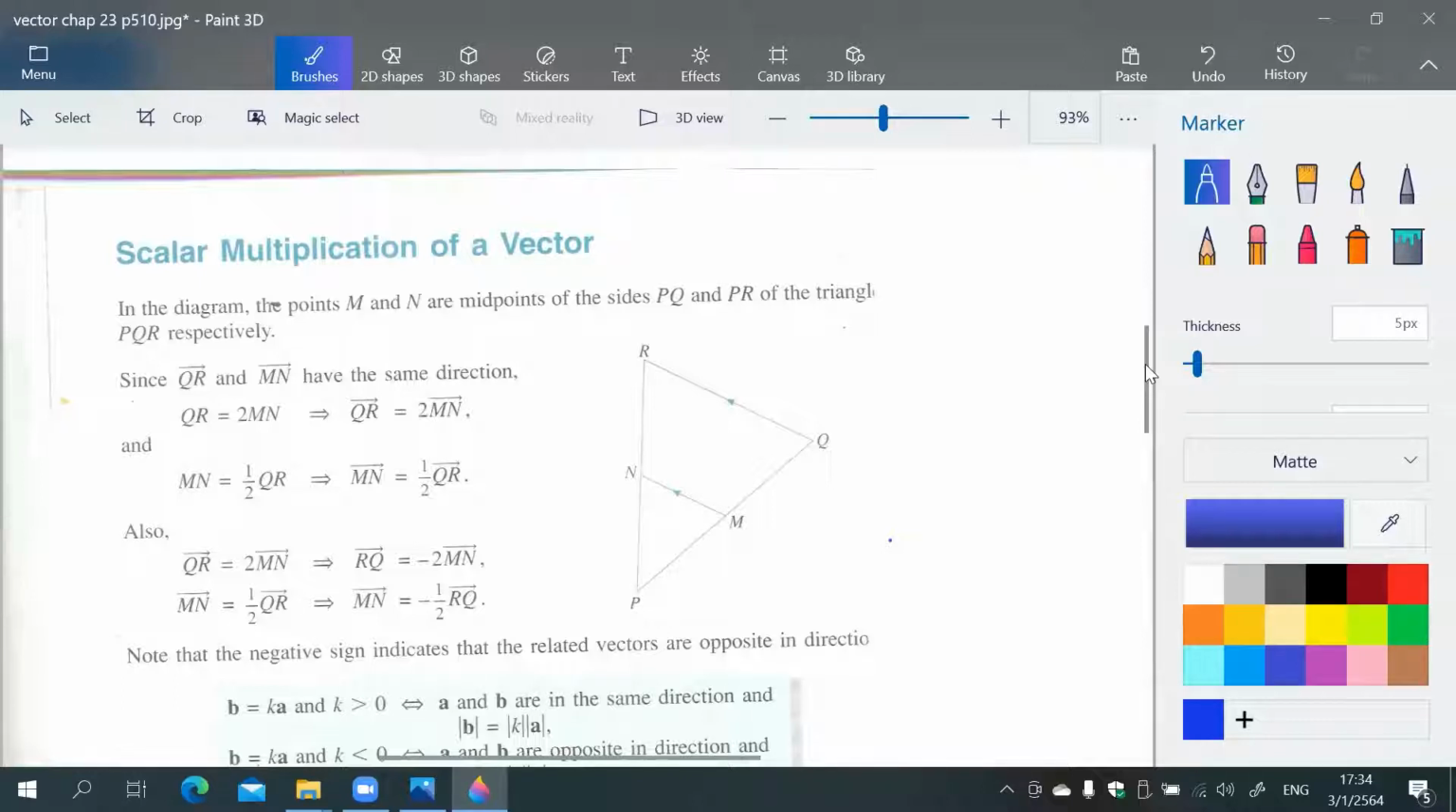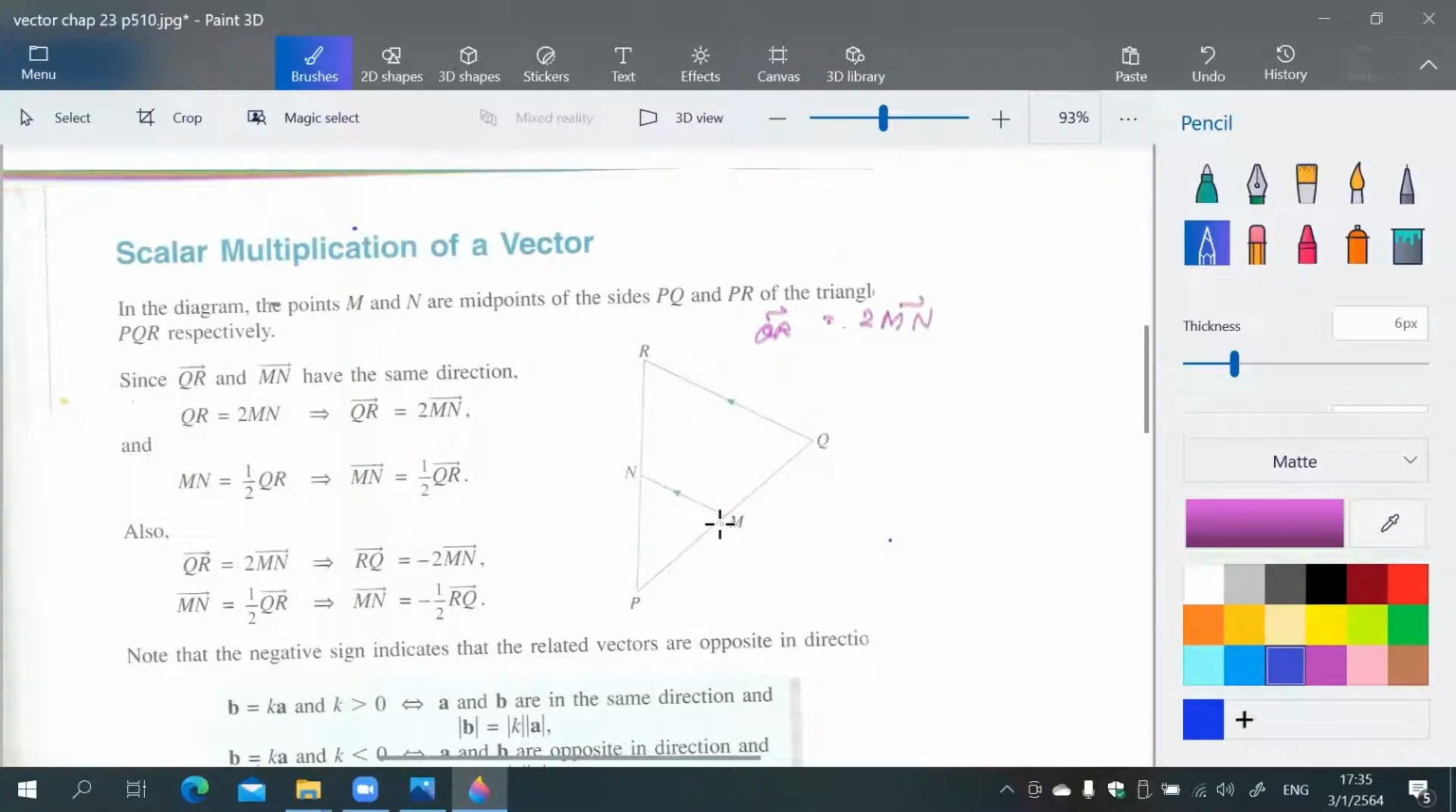If we have triangle PQR, where vector MN has the same direction as QR, and M and N are the midpoints of PQ and PR, then vector QR equals 2 times vector MN.